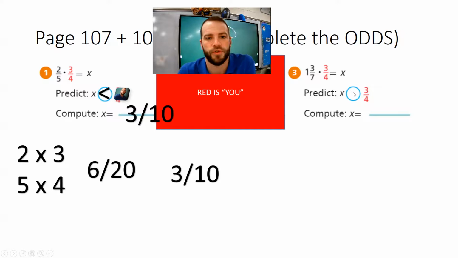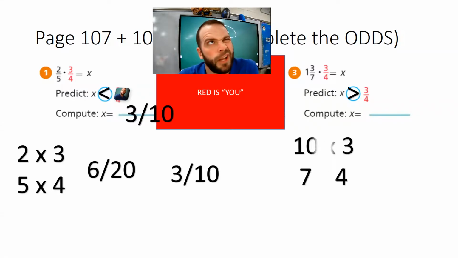What's going to happen to 3/4? Will it get larger or smaller? Well, 3/4 will get bigger. The answer will get bigger because you are getting more than 1 of 3/4, right? It's getting multiplied by 1 3/7. So therefore, the answer is larger. Let's find the answer, shall we?